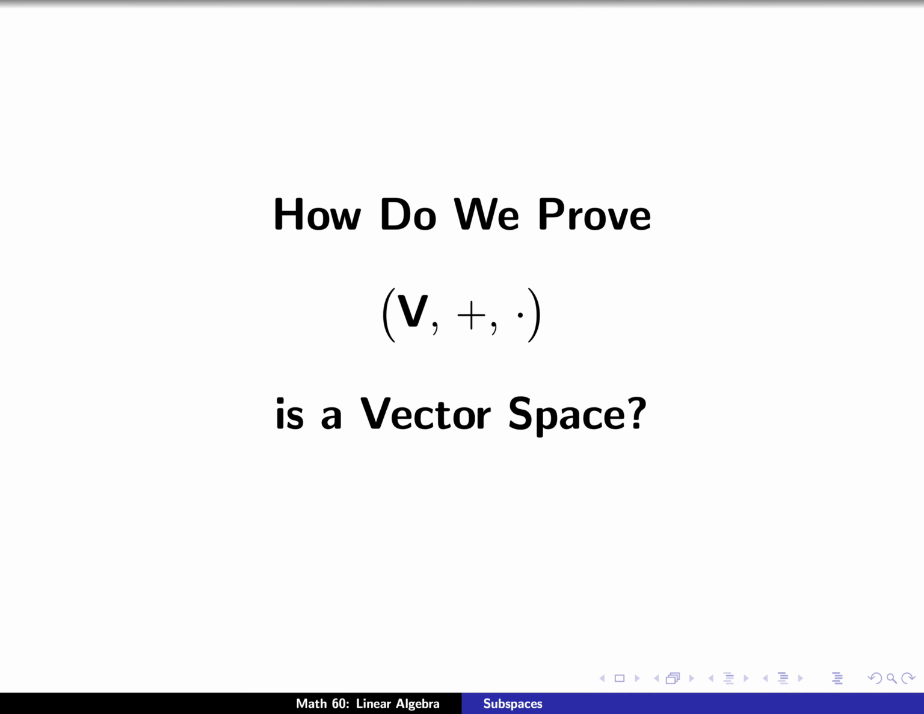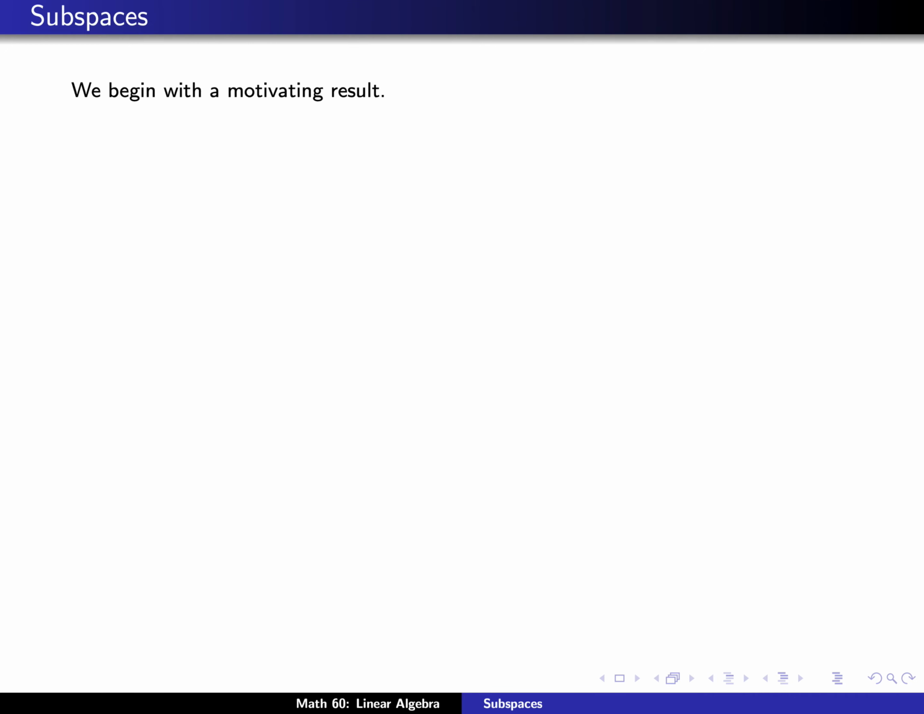Now here's a basic question. Say that someone gives you these three: a set V, R plus, and R times. How do we prove that such a triple is a vector space? Well, this is the concept that we're going to see quite a bit over the next few lessons. So let's start with the motivating result to get an idea of how this might work out in practice.